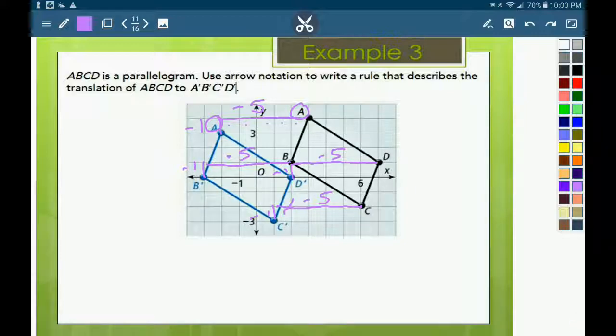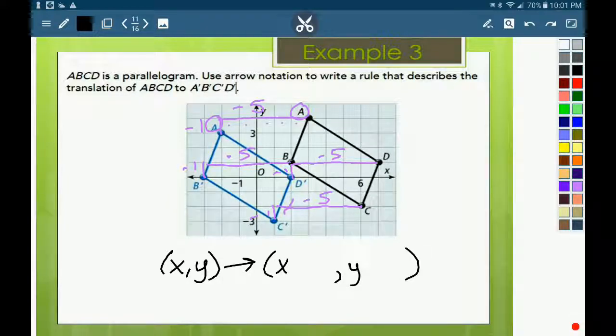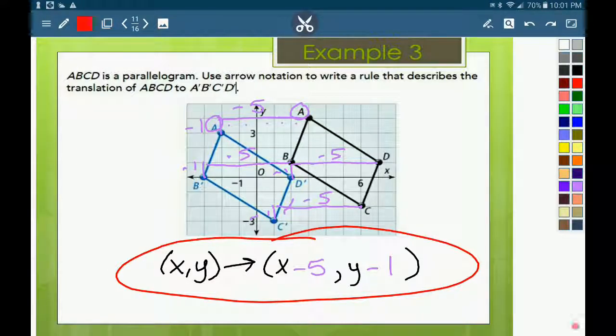And I can see that I should be subtracting 5 from the x, and I should be subtracting 1 from the y. So again, start off just by writing what you should always write: (x, y) in parentheses with an arrow. In parentheses again, x, leave a little space, comma, y, leave a little space, and the parenthesis, and then just fill in the directions. So we went left 5, that goes with the x part. So x minus 5, and then the down 1 goes with the y, so y minus 1. There is our translation rule.